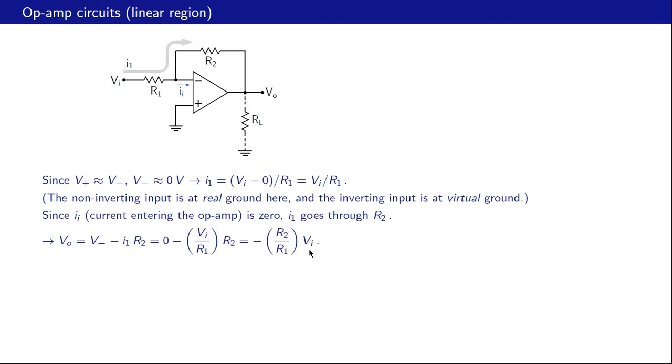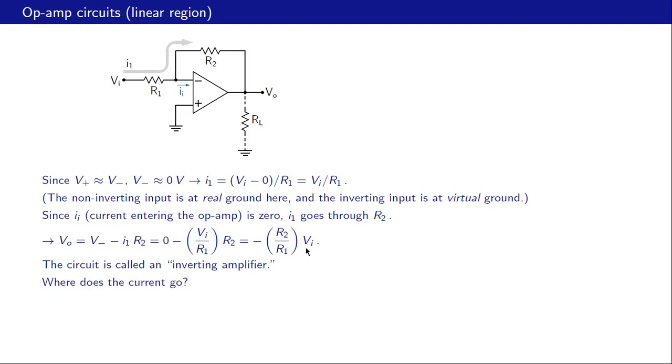So VO is proportional to Vi, and if R2 by R1 is larger than 1, then we have an amplifier. And the relationship between Vi and VO has a negative sign. That means they are out of phase. And now we understand why this circuit is called an inverting amplifier. Inverting because we have this minus sign here. Amplifier because we can choose R2 and R1 appropriately so that R2 by R1 is greater than 1. So therefore the output voltage is an amplified version of the input voltage. Alright.